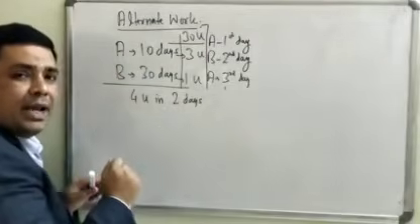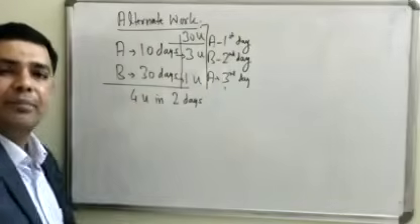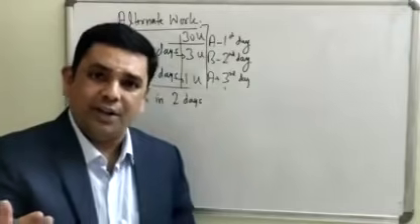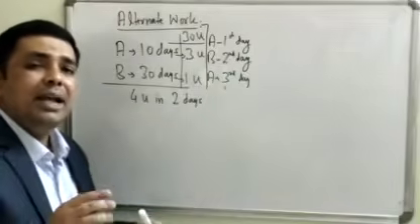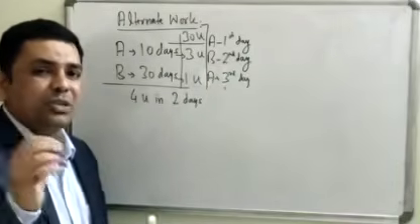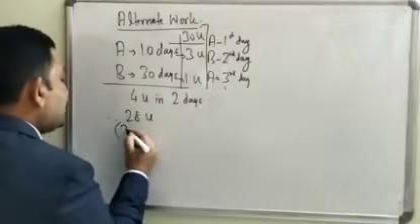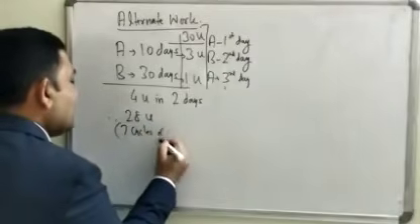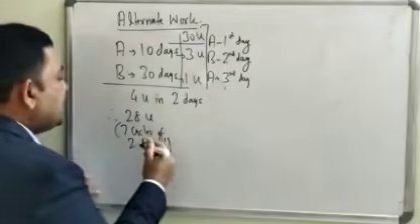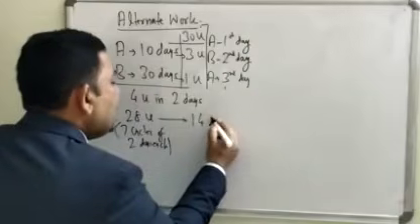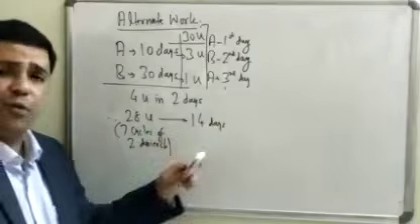What is the next step? The next step is to look for a multiple of 4 closest to 30. Don't cross 30. Look for a multiple of 4 closest to 30 but less than 30. So what is that multiple? That multiple is 7. 4 into 7 is 28. So 4 units in 2 days, therefore 28 units. I can call it 7 cycles of 2 days each. 28 units will get completed in 14 days.